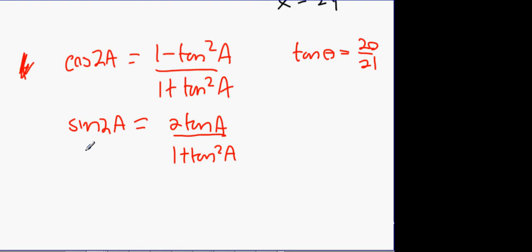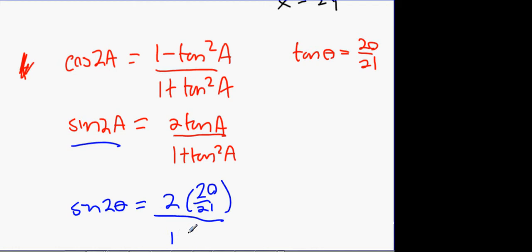So what I can do for sine 2a is this. Sine 2 theta ends up to be 2 times tan theta, which is 2 times 20 over 21, divided by 1 plus 20 over 21 squared. I can tell you right now that should be 840 over 841. Is it? Somebody might want to check that for me, but I'm pretty much guaranteeing it is, okay?